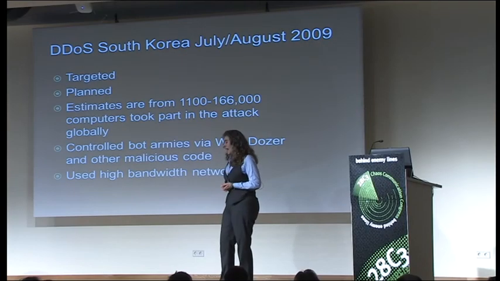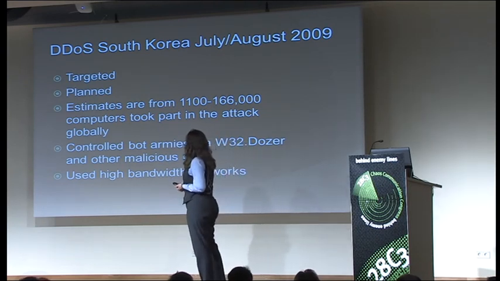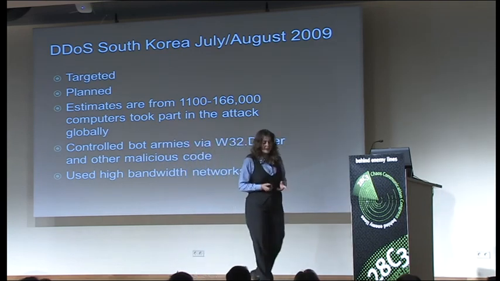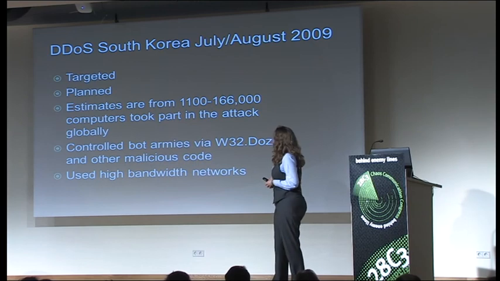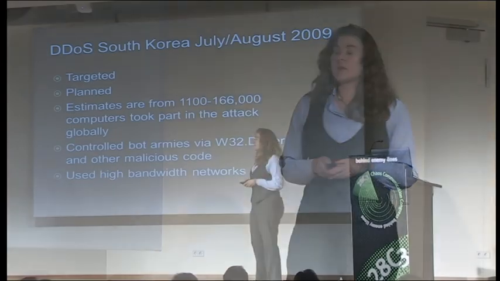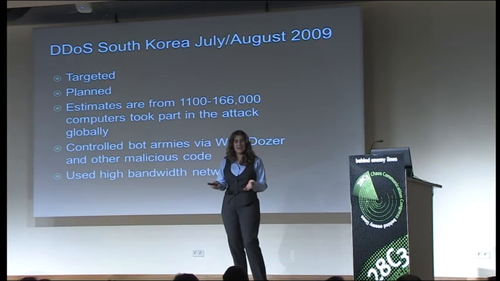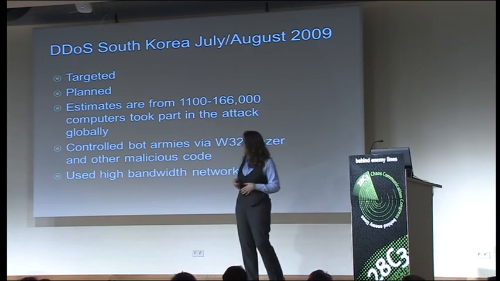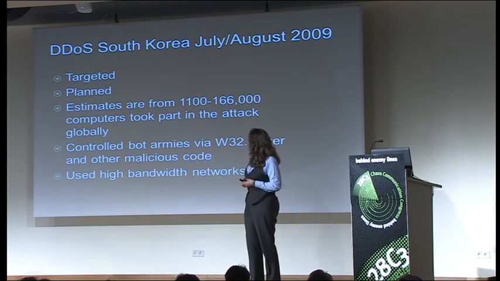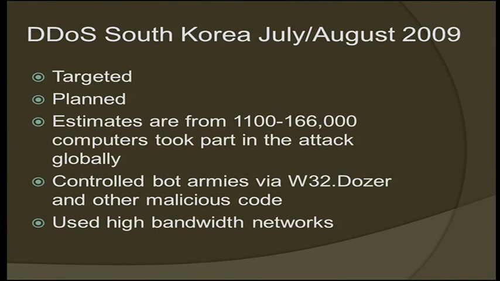For my last example, because I'm starting to run out of time just a little bit, the distributed denial of service attack in South Korea, which occurred over the July 4th weekend, was very targeted. It went after DNS infrastructure and only some US government and South Korean websites. It was planned very well over a long holiday weekend in the United States and on many military bases, including South Korean US military bases, which were also attacked with this distributed denial of service. July 4th is well known as a drinking holiday, so all the network admins, all the security admins were out at play. There were initial estimates that the attack involved 1,100 to 166,000 computers.